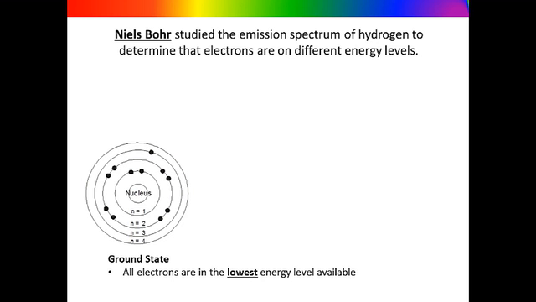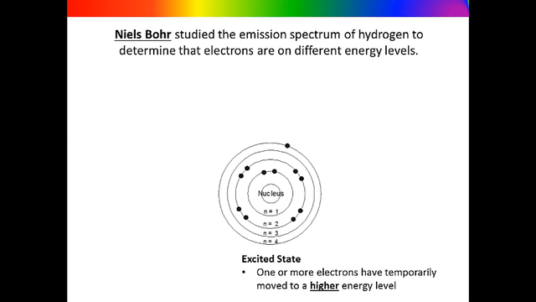All of the electrons in this sodium atom are in the ground state. That is, all the electrons are in the lowest possible energy levels available. The valence electron, or outer electron, in this sodium atom will absorb a particular wavelength of light in order to move from the 3rd energy level to the 4th energy level. This atom is now in the excited state because an electron has temporarily moved to a higher energy level.